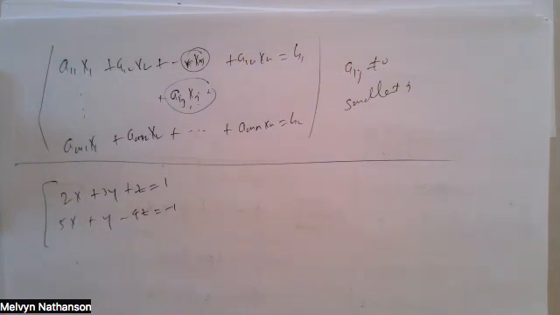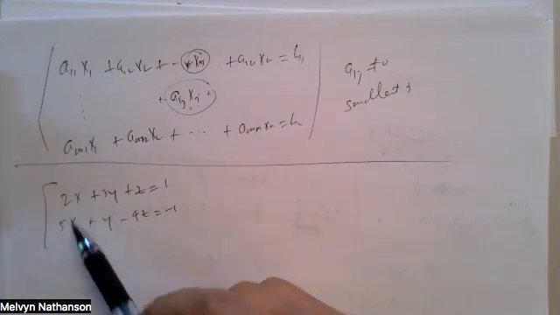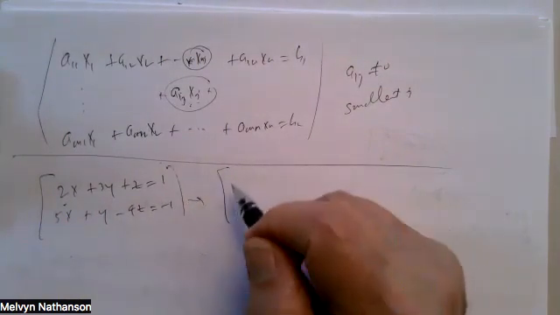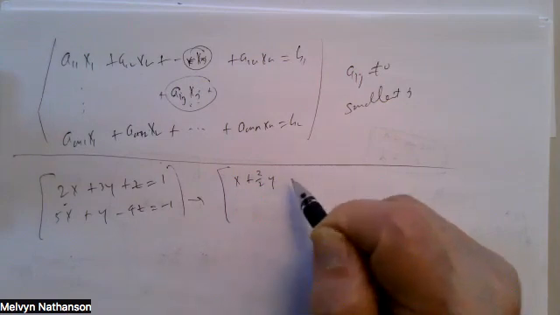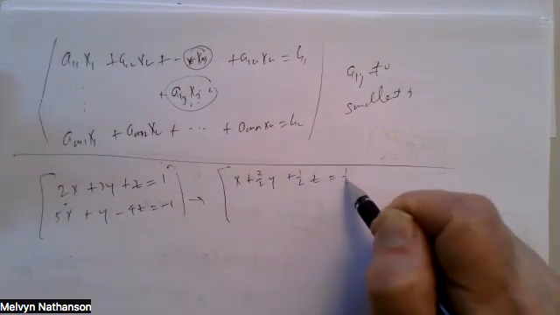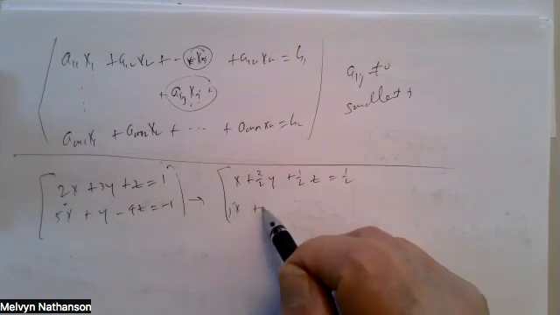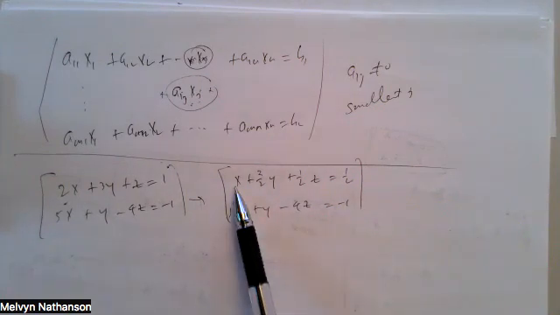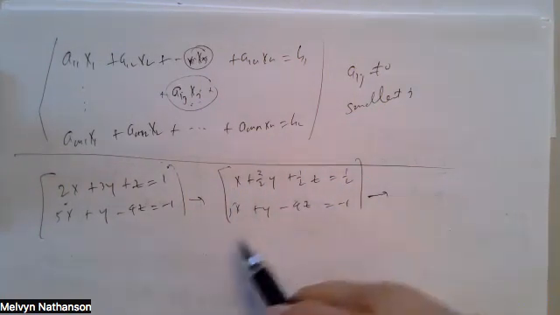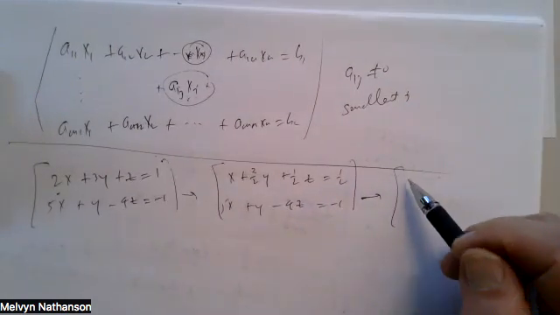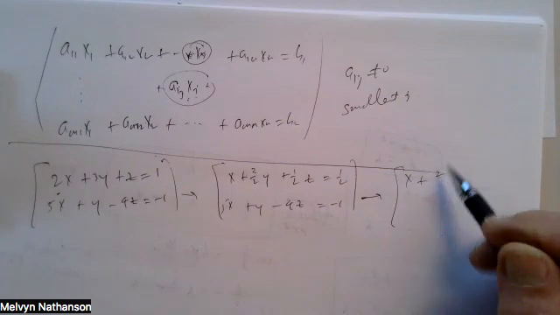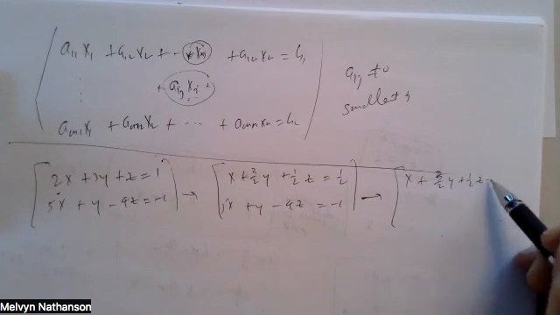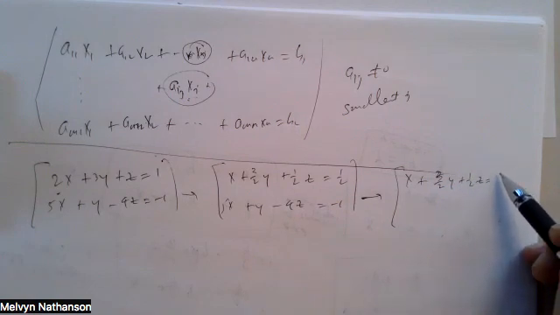So x occurs with a non-zero coefficient already in the first row. I want to make this coefficient of x1 equal to 1, so I just multiply the first row by a half. You get x plus 3 halves y plus a half z equals a half, and 5x plus y minus 4z equals minus 1. So x occurs with coefficient 1. Then I want to eliminate x from the second equation. So here's my first equation, I'm not changing it: x plus 3 halves y plus a half z equals a half.